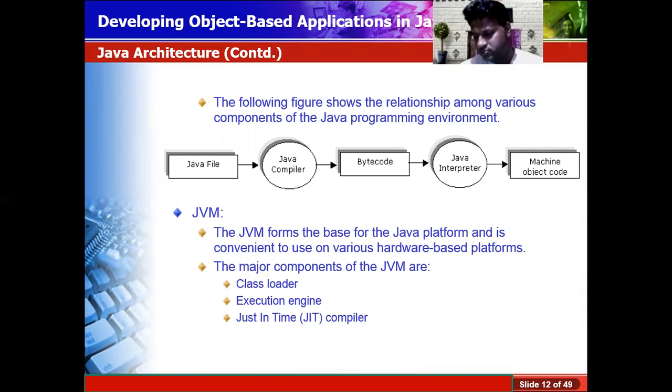A compiler converts the code into intermediate code and an interpreter executes the compiled code. The compiler generates the bytecode. Next point.